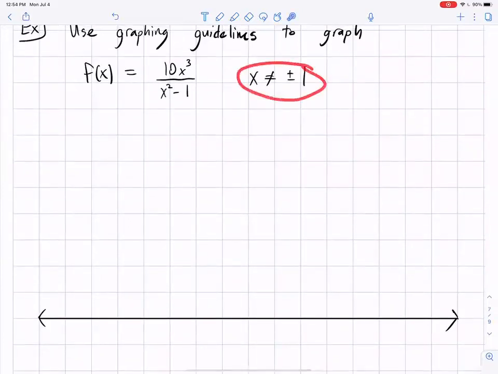And x cannot be plus or minus 1 because that would make the bottom 0, right? So these are going to be our vertical asymptotes. And so let's take the derivative. The derivative here is going to be a little bit more difficult, but we can do it.